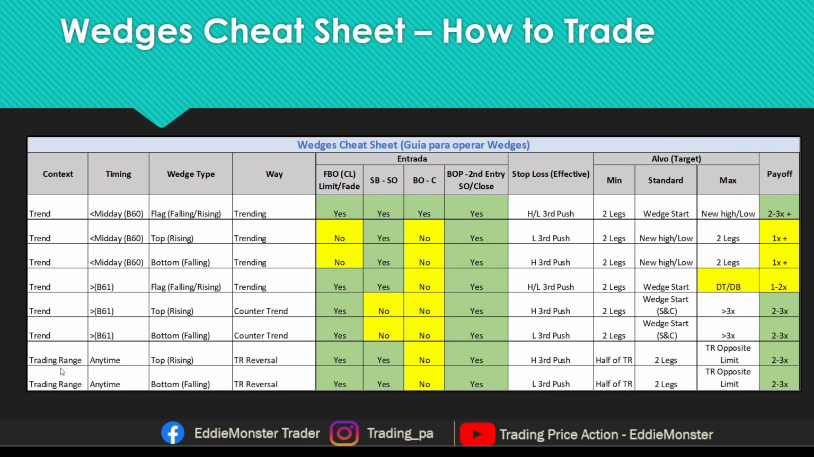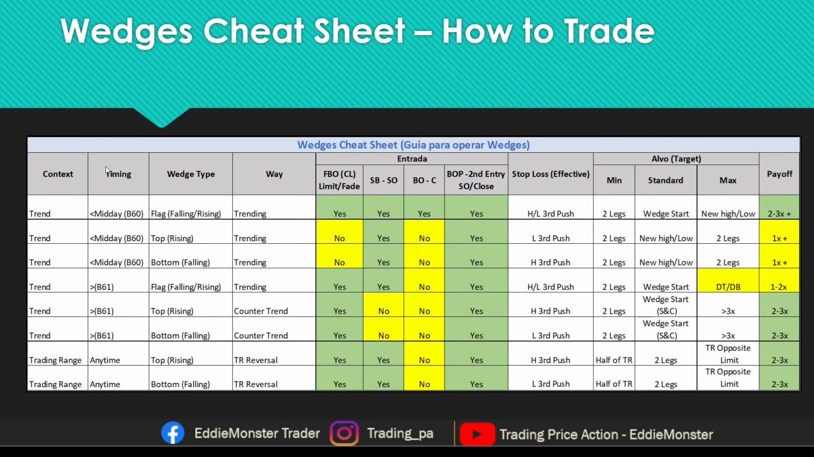So if you are in a broad channel, you have to trade it as a trading range. Basically, that's it. If you are in a tight channel, you have to trade it as a trend. But essentially, it's a trend or it's a trading range. It's kind of binary in that way, right?